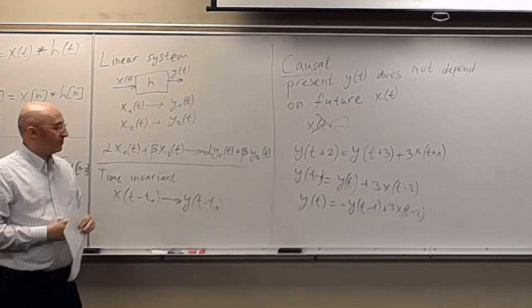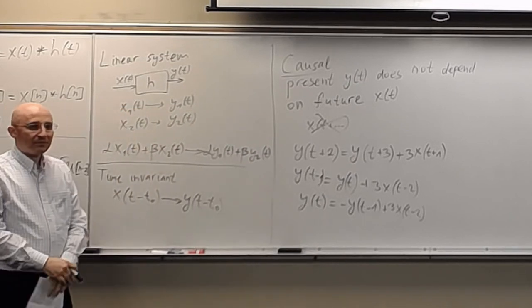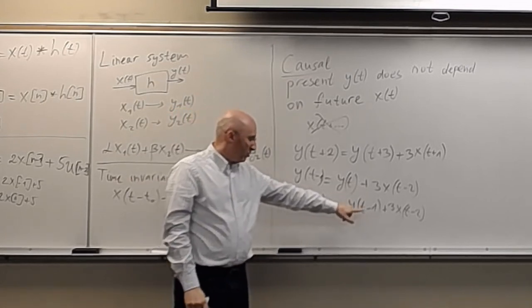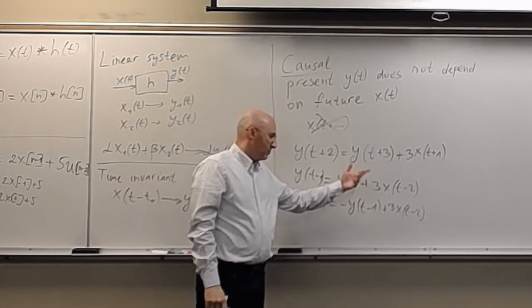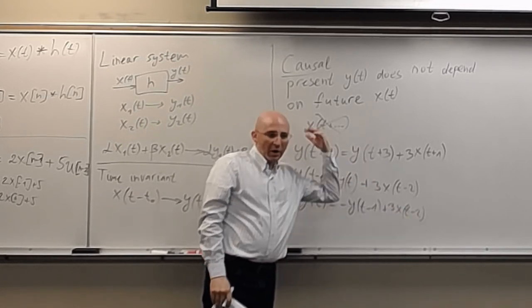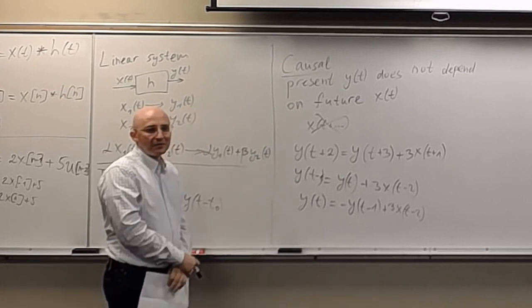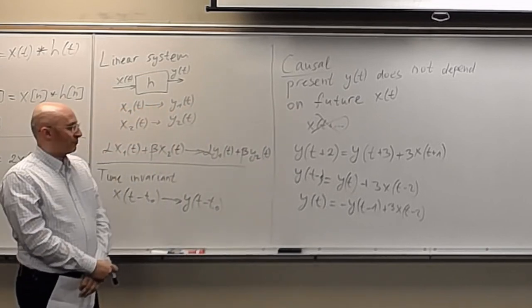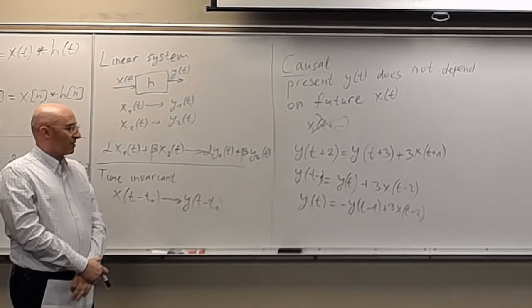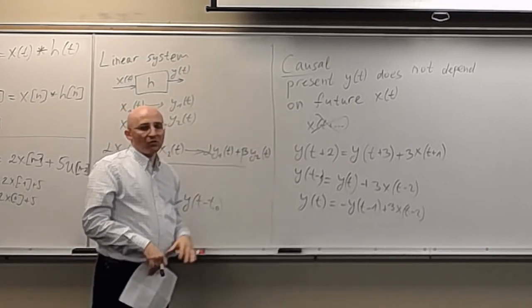How about now? The present y of t is dependent on past y, which was obviously dependent on previous x, and even farther away x in the past. Is it causal? Yes, it is causal. So the system is also causal.